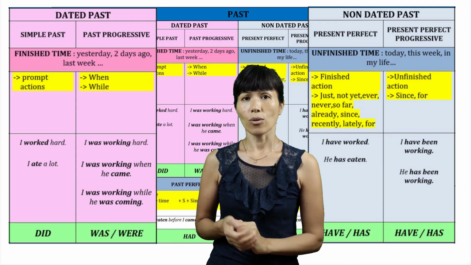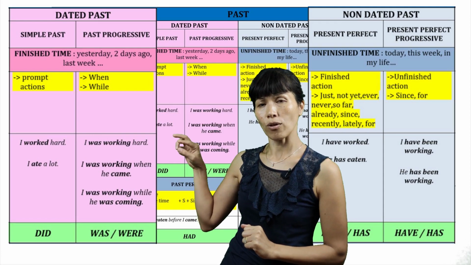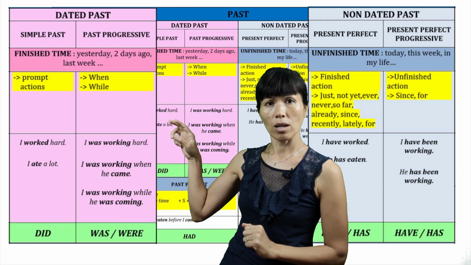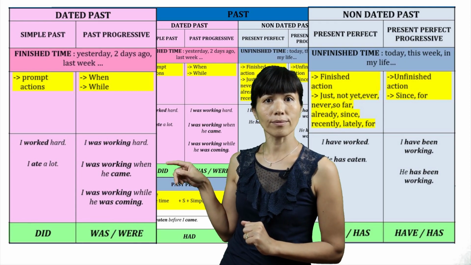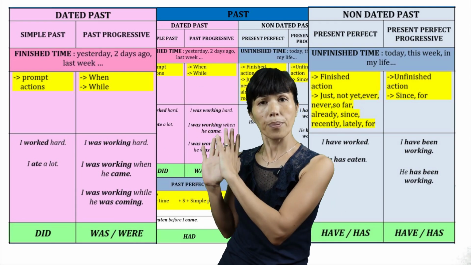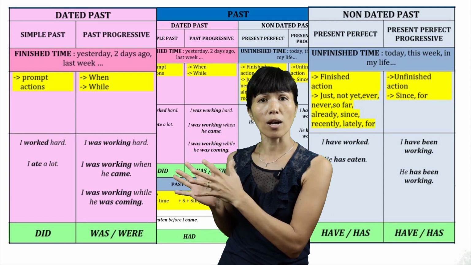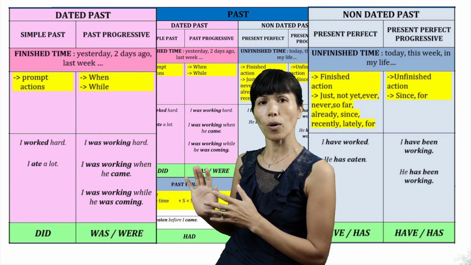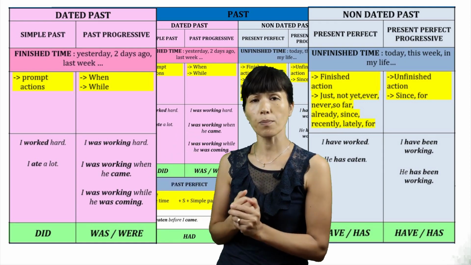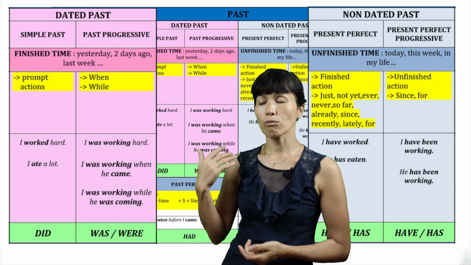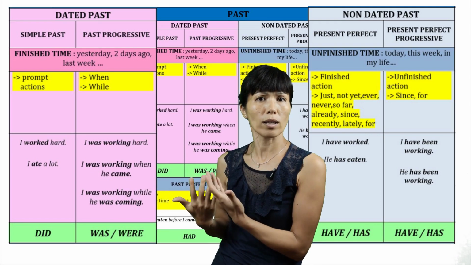Yes. So that was the past progressive. You'll have to be careful with whether you're going to choose the combination with when or the combination with while. So very easy. Dated past is a finished time. You use the dated past, the pink part of my chart, for a finished time. And most of the time this past is not very recent. It's something you have done quite a while ago.